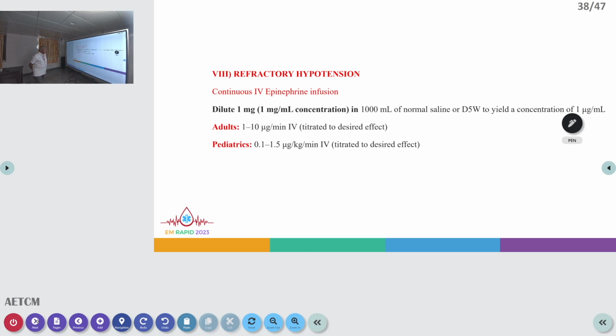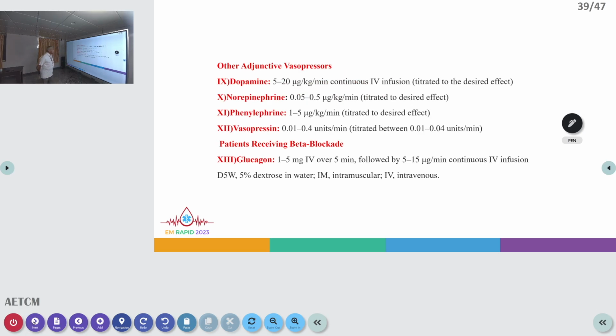And the most important thing, keep in mind refractory hypotension. The hypotension is persisting despite all the treatment modalities you are attempting. Such patients may require continuous IV epinephrine infusion. The dosages for adult and pediatric are given. The infusion should be continued. Other adjunctive vasopressors are dopamine, norepinephrine, phenylephrine, etc.